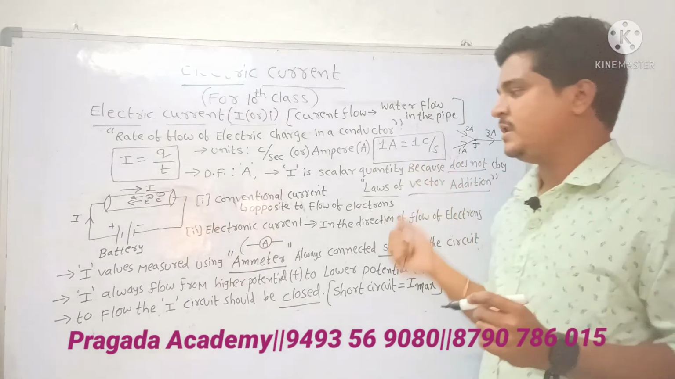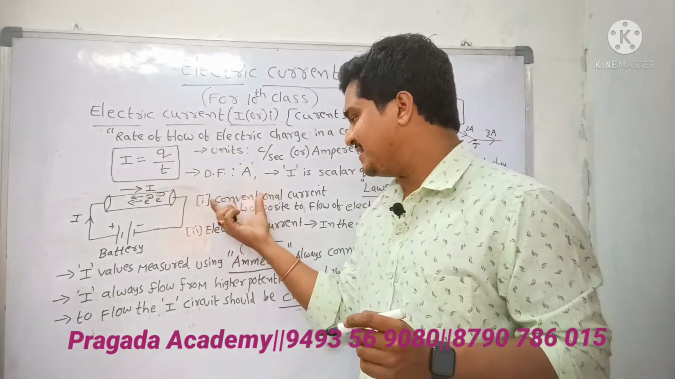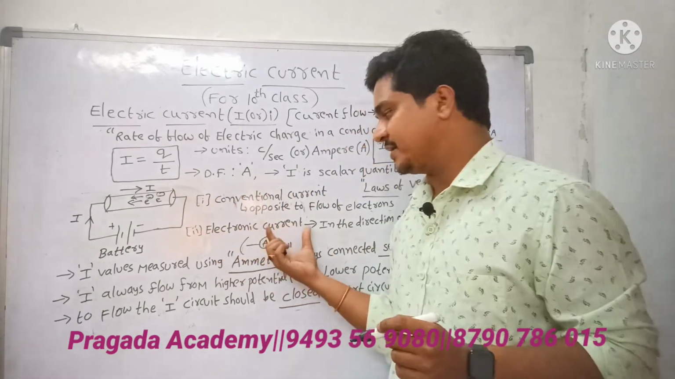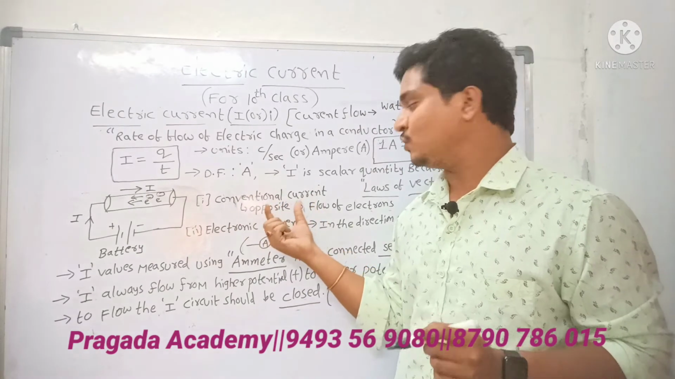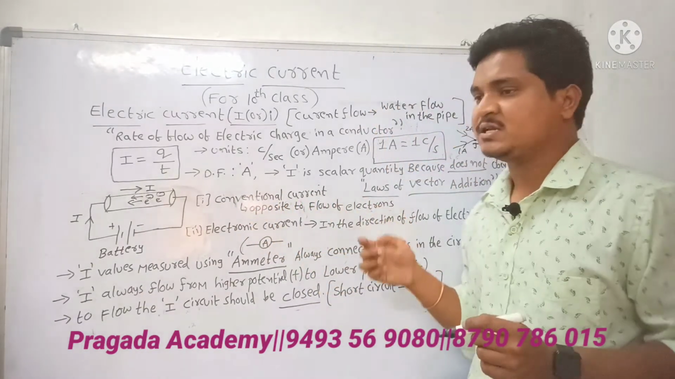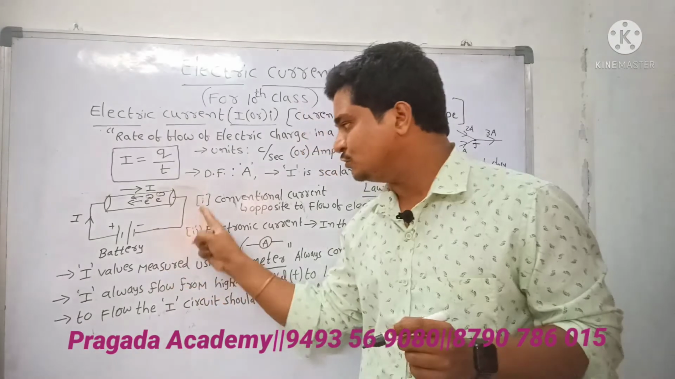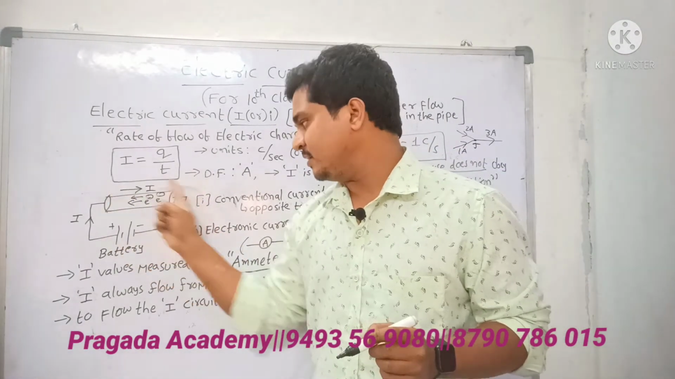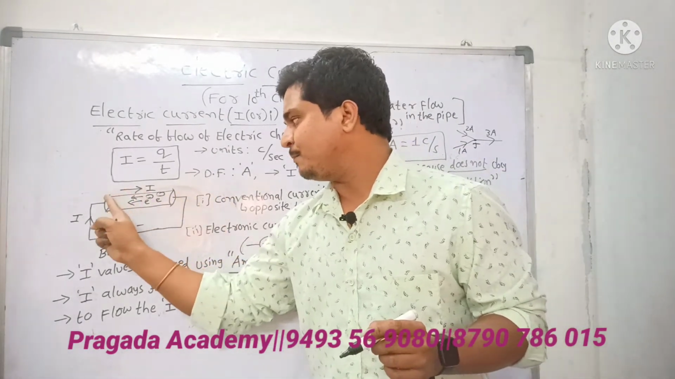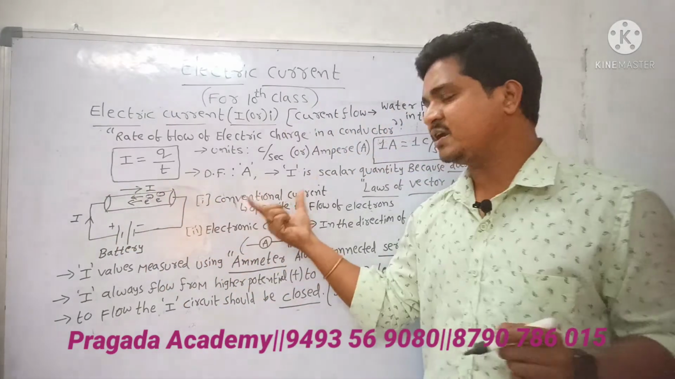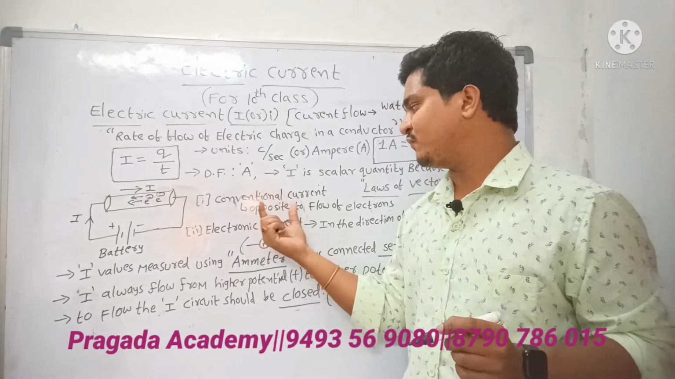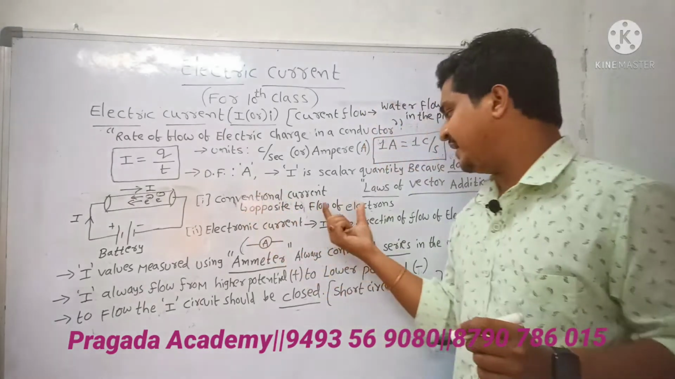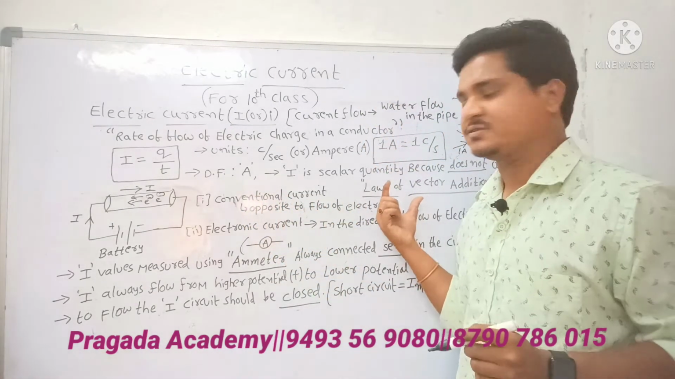It is very important. And we have two different types of current: conventional current and electronic current. Conventional current always flows opposite to the flow of electrons. The electrons are moving from negative to positive, then the conventional current is flowing from positive to negative. So the conventional current we need to take mostly to solve the problems. It flows opposite to the direction of flow of electrons.